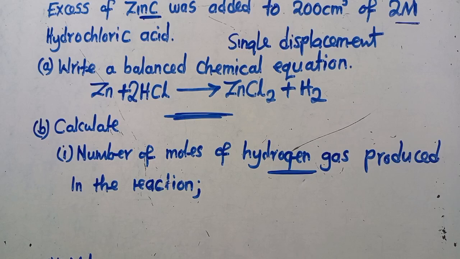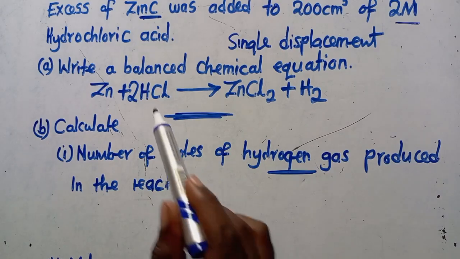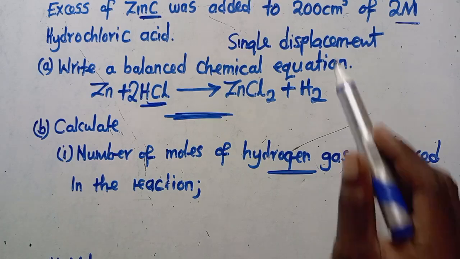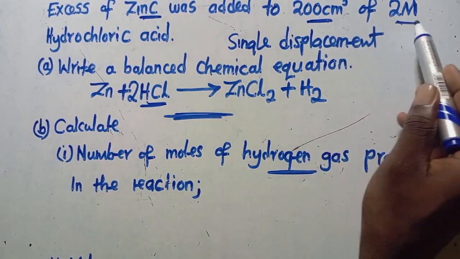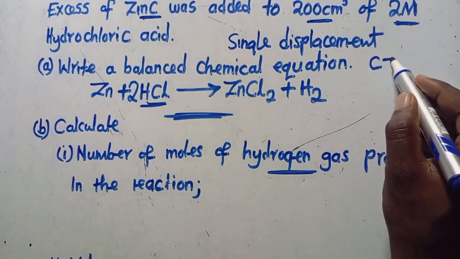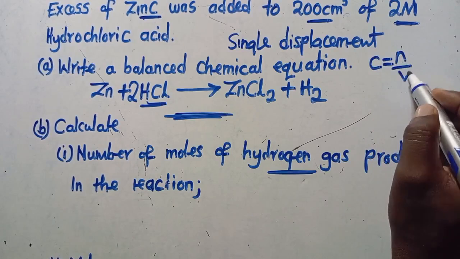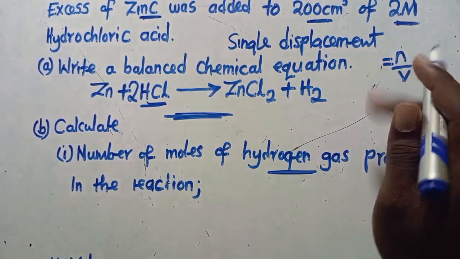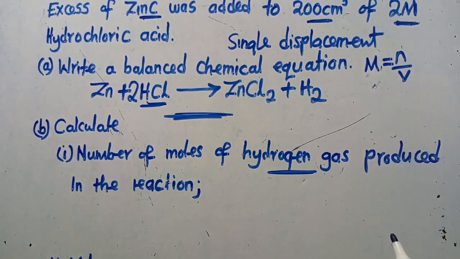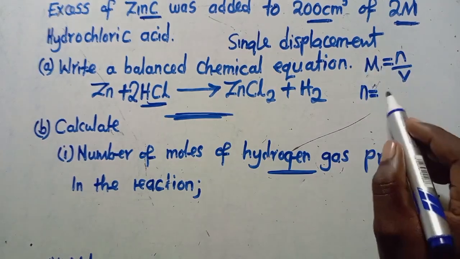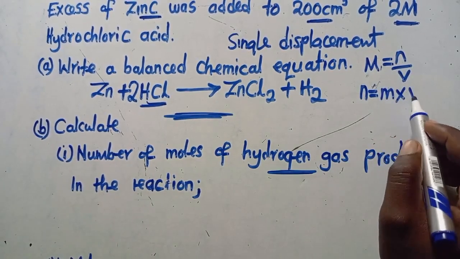So for me to answer this question, the first thing I need to do is calculate the number of moles for what? For hydrochloric acid. Which formula am I going to use? Seeing that I'm given volume and concentration, the formula I'm going to use is concentration equals number of moles over volume, where concentration is the same as molarity. So I can put M here to show that that is molarity. Meaning the number of moles is equal to, I cross multiply, molarity times volume.